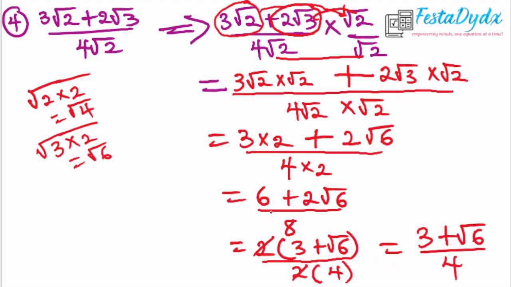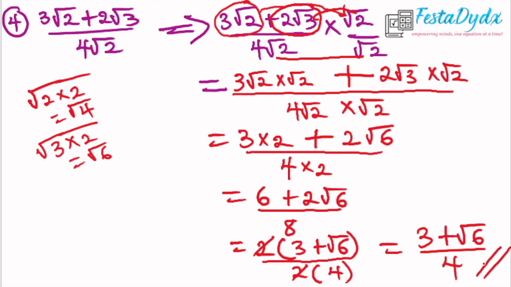I hope you see what just happened here. 2 can go here, 2 can go here, and 2 can also go here. So when we remove the 2 in 6, we'll be left with 3. When we remove the 2 in 2 root 6, we'll be left with just root 6. That's 1 root 6, which is the same as root 6. And then we remove the 2 in 8, it's going to give us 4. So this is the answer for number 4.